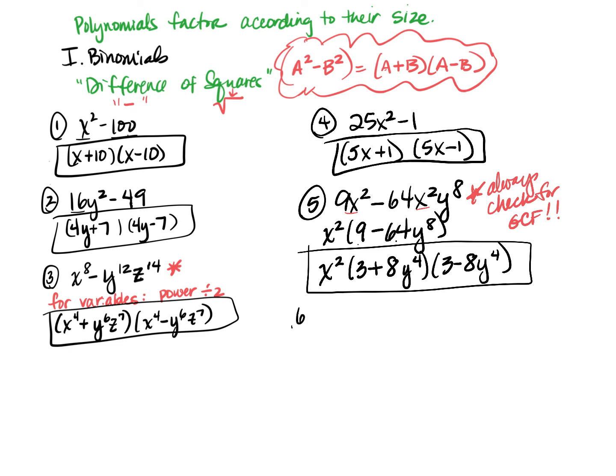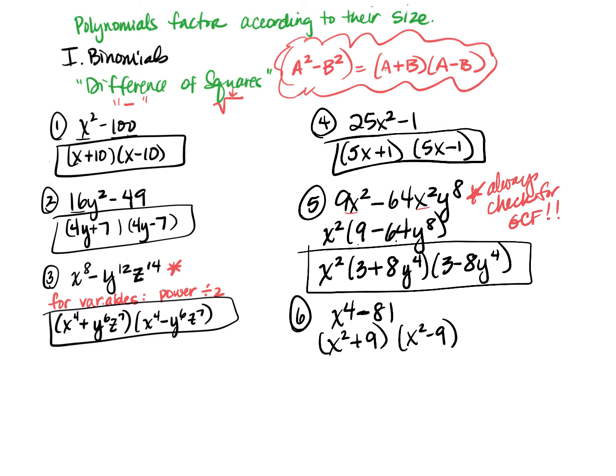Number 6. x to the 4th minus 81. All right. Again, even-powered variables are perfect squares. And 81 is a perfect square, and there's a difference, so it works. So let's do this. We have x squared plus the square root of 81 is 9. And then I have x squared minus 9.